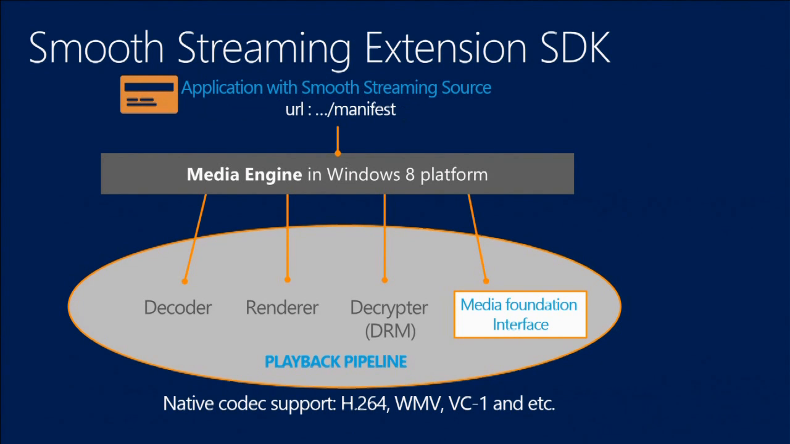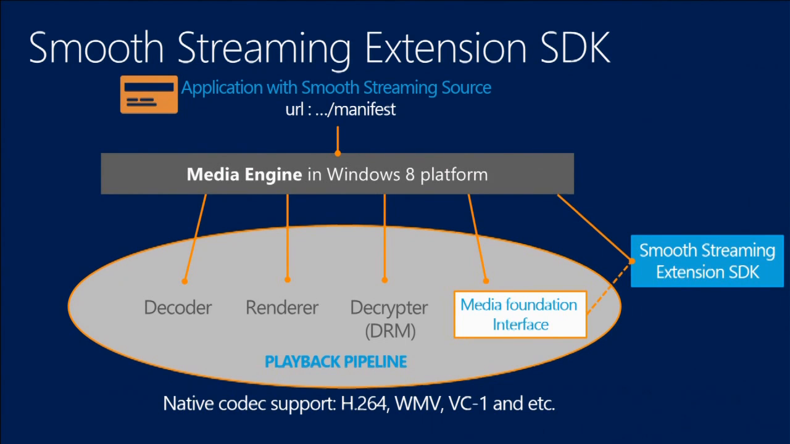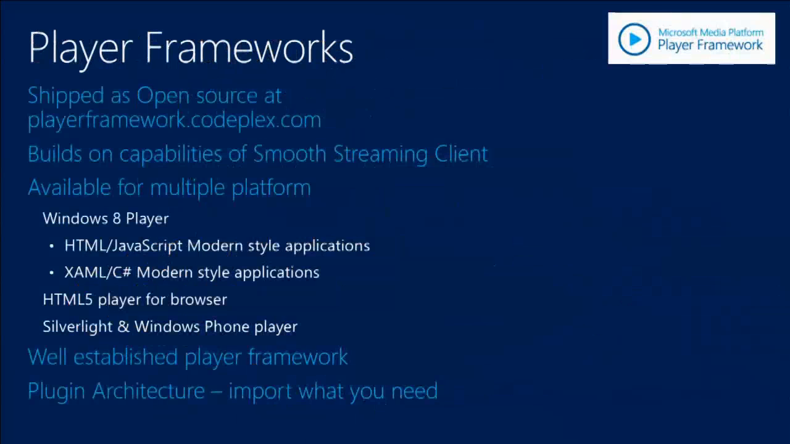Now, if you play a Smooth Streaming stream, it's going to be a little different because we don't have support natively for Smooth Streaming in Windows 8. So, in this case, the Media Foundation interface is going to use the Smooth Streaming SDK, which is built in your application, to do the Smooth Streaming parsing and deliver the content to the decoder and to the renderer. So that's why it's a little different with Smooth Streaming. You need to use this SDK to activate this feature in your Windows 8 application. So that's for the Smooth Streaming SDK.